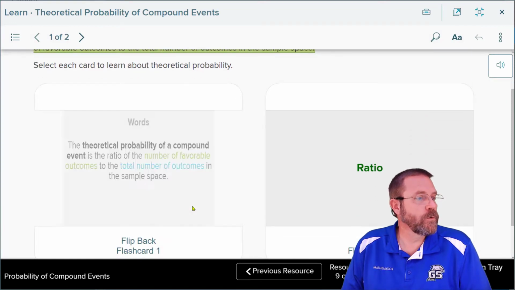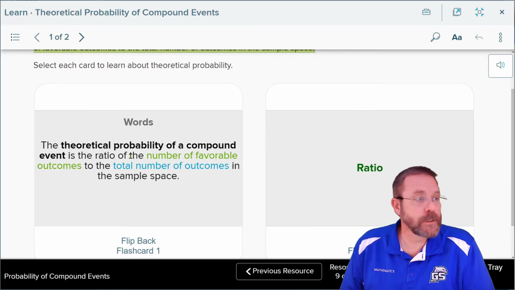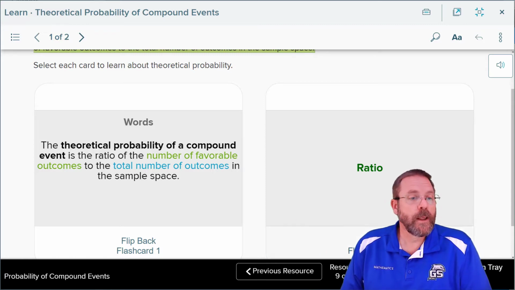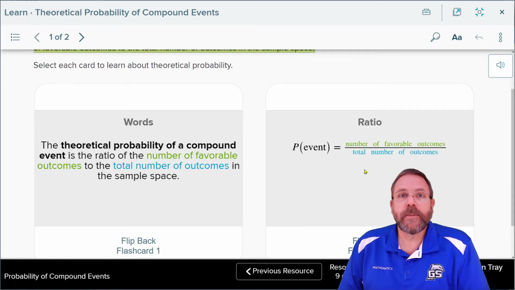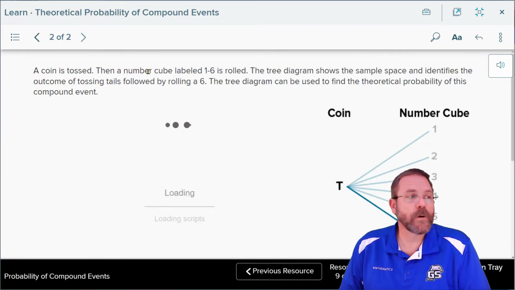So in words, what does that mean? Well, it means the same exact thing we just said. I think that's word for word. As a ratio, it's the same exact formula we've been working with throughout this whole module. The probability of the event is equal to the favorable outcomes divided by the total outcomes. NFO divided by TO is what I expect to see you write on your homework.